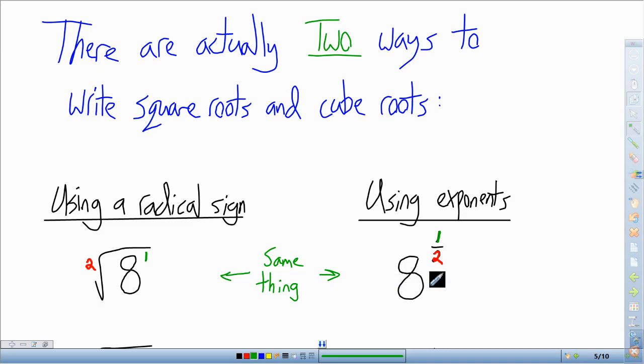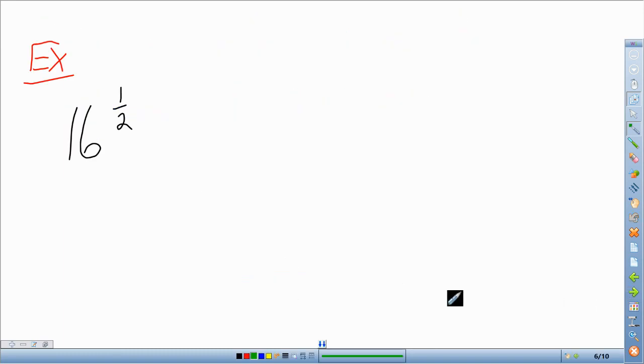So now that we know this, let's make some sense out of it. Let's do the 16 to the power of 1/2. Go ahead and copy this. To be able to solve this, I want to rewrite this as a radical. If we ever see a number taken to the power of a fraction, we're going to turn it into a radical. So let's go ahead and do it. Let's turn this thing into a radical. So 16, here's what we know.